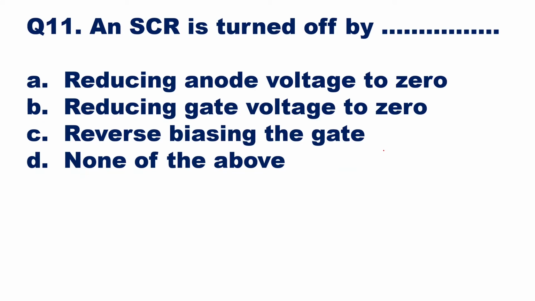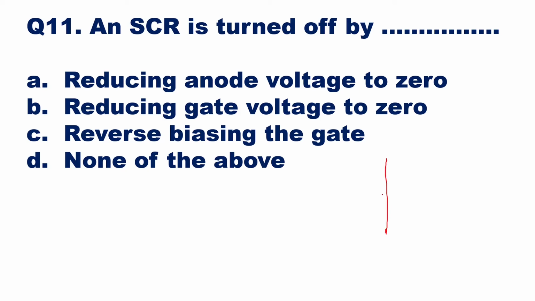An SCR is turned off by... Now the SCR will turn off when the voltage or current of the anode goes down below to zero. Here you can see the options are reducing an anode voltage to zero, reducing gate voltage to zero, reverse biasing the gate, or none of the other. Once the SCR is on, gate will lose its control. So it is very important that the anode voltage goes to zero.